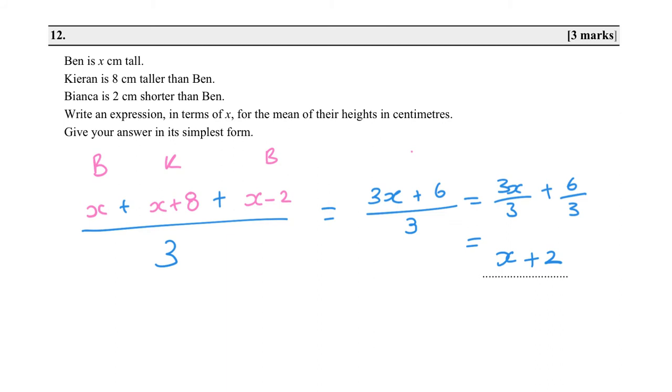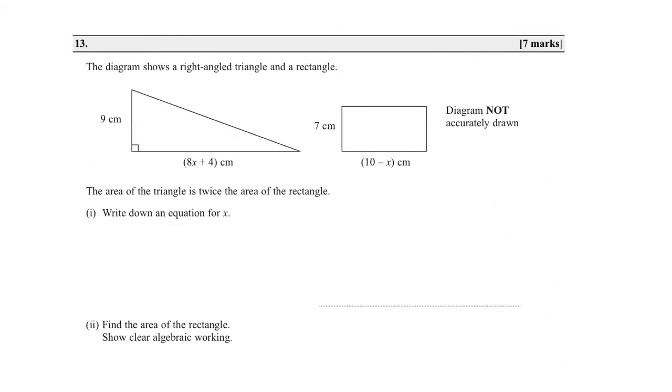Okay, so great work, everyone. So the diagram shows a right-angled triangle and a rectangle. The area of the triangle is twice the area of the rectangle. Okay, so what is the area of a triangle? Base times height divided by 2. So we're going to get 9 times 8x plus 4 divided by 2. Okay? And the area of the triangle is twice the area of the rectangle. So area of rectangle is 7 times this, base times height. However, 2 lots of this. So this equals 2 lots of 7 lots of 10 minus x.